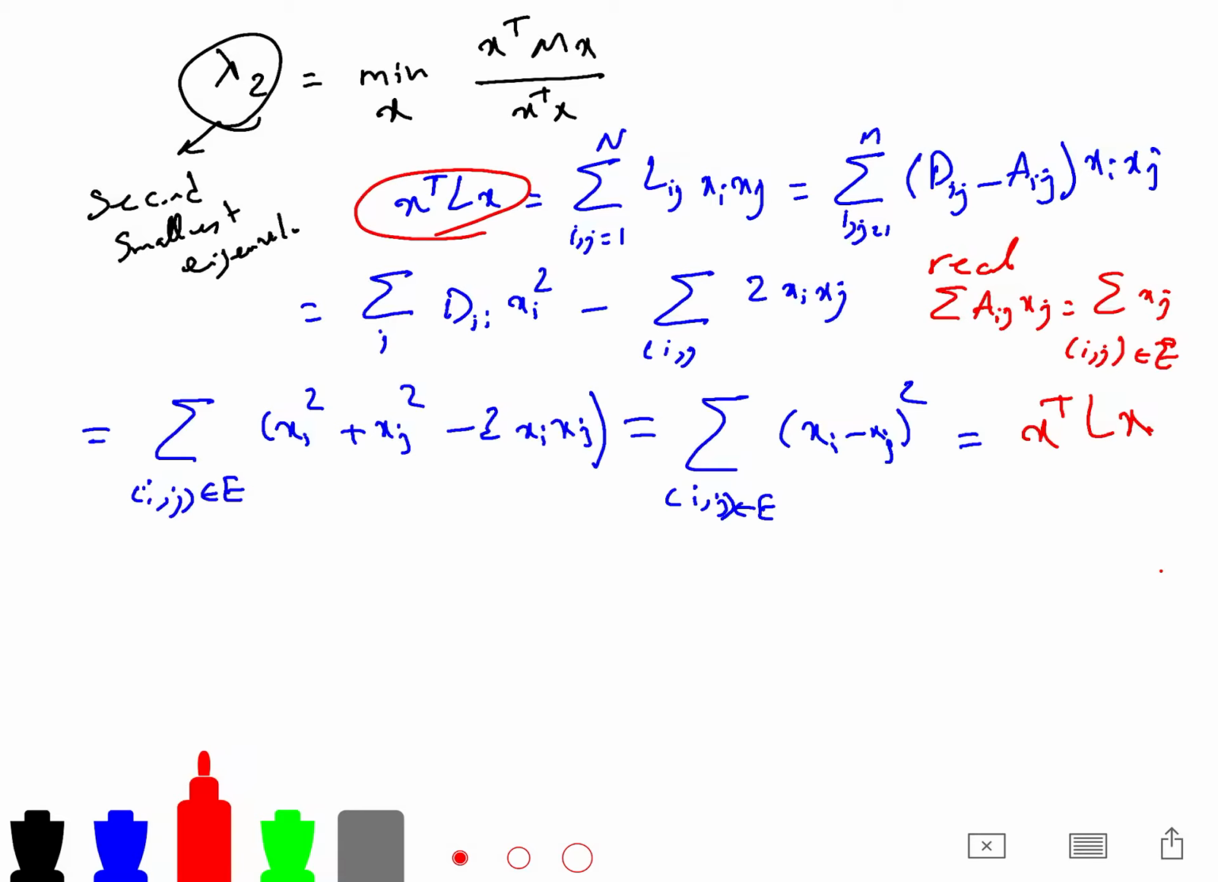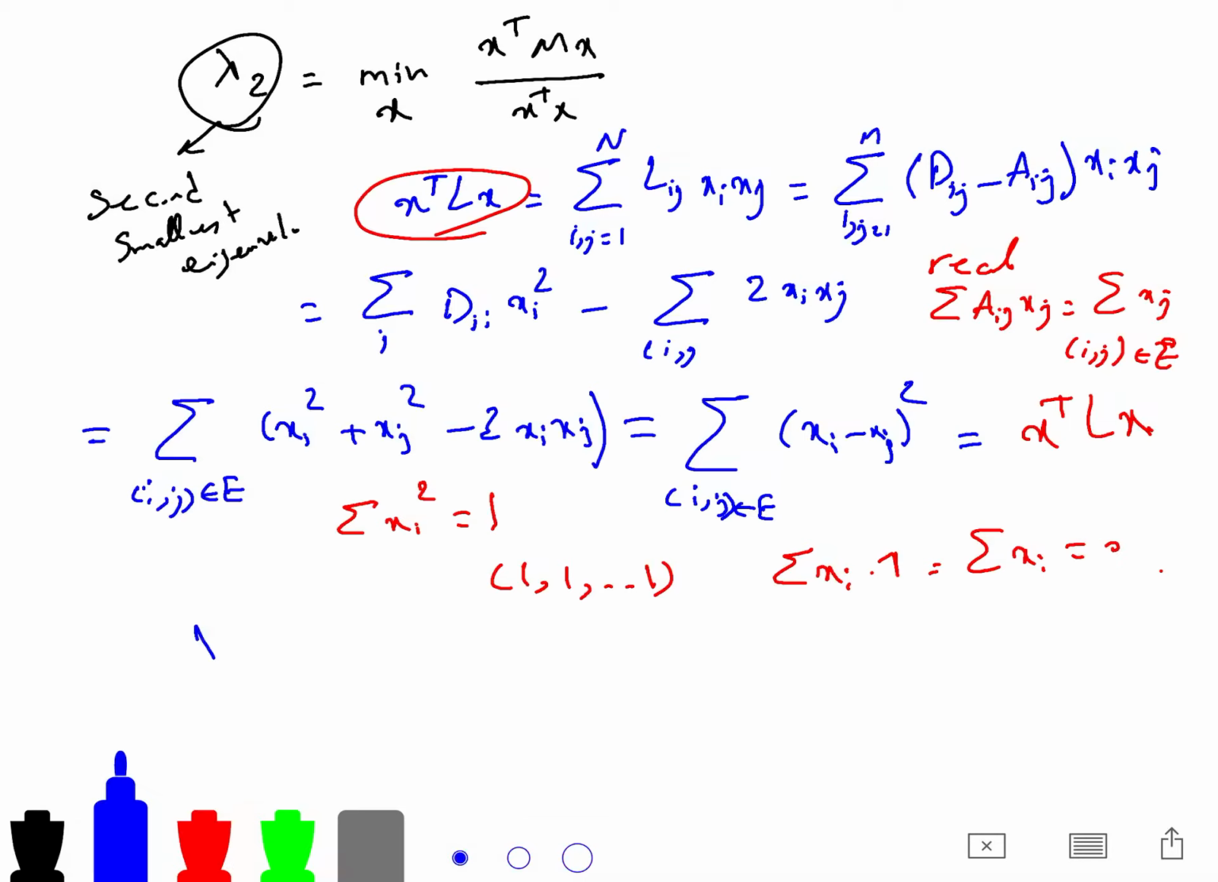So note that X is a unit vector since it is an eigenvector. So sigma xi squared is 1. Also, X is orthogonal to the first eigenvector. It means that the first eigenvector is 1, 1, 1. And then orthogonal to that, it means that the sum of xi is equal to 0.